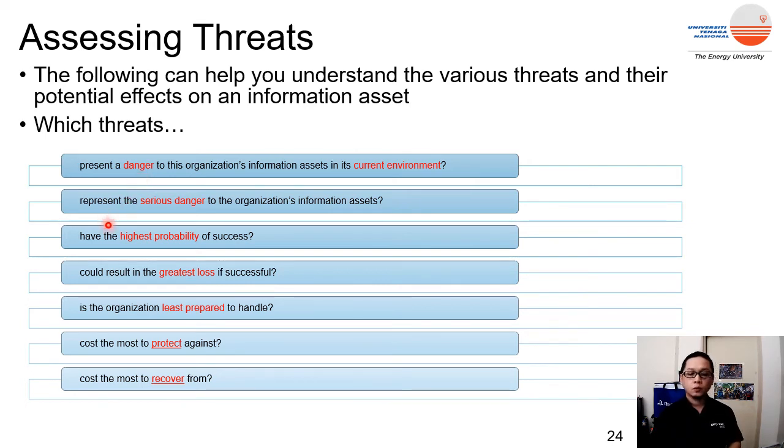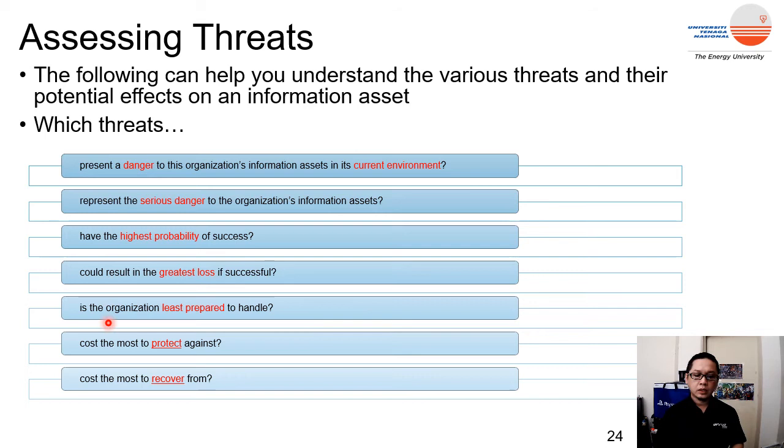Second question, which threat represents the most serious danger to the organization's information asset? Which of the assets that you have listed causes the most danger? Third, which threat has the highest probability of success? You can have many threats that you have listed, but which threat actually has the highest probability to succeed if it should happen? The fourth question, which threat could result in the greatest loss for the organization if successful?